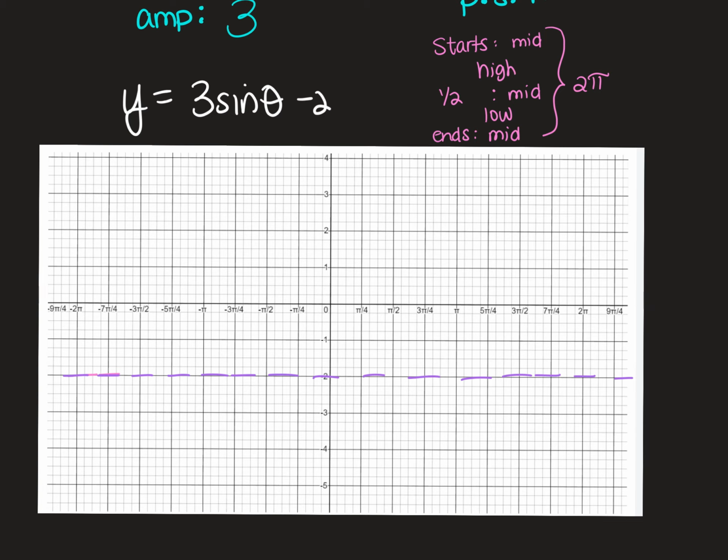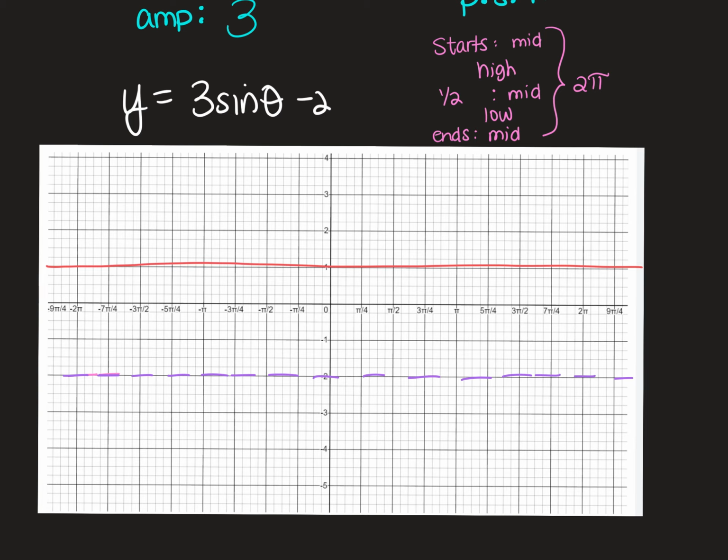It's sometimes helpful if you get a box on your graph that shows you where that function is going to live. So I know that I'm not going to go any higher than 3 units above my midline. So that's going to be at 1. I'm just going to graph a little horizontal line there. It's not actually part of my graph. It's just a guideline. And then I'm going to go 3 units below and graph that as well.